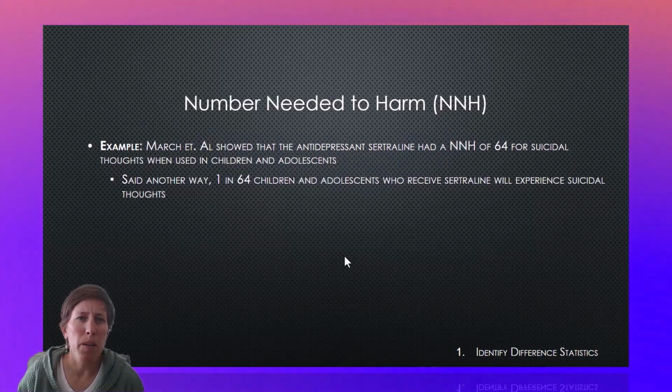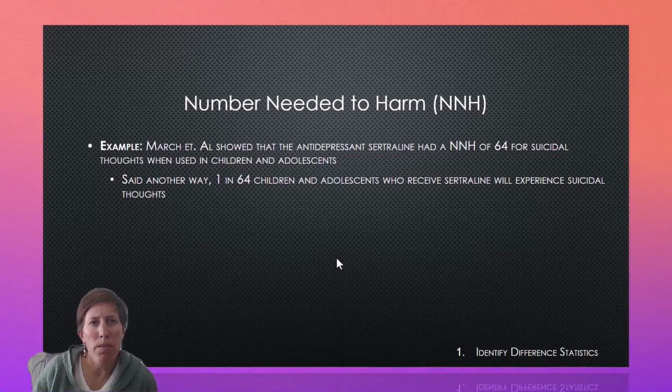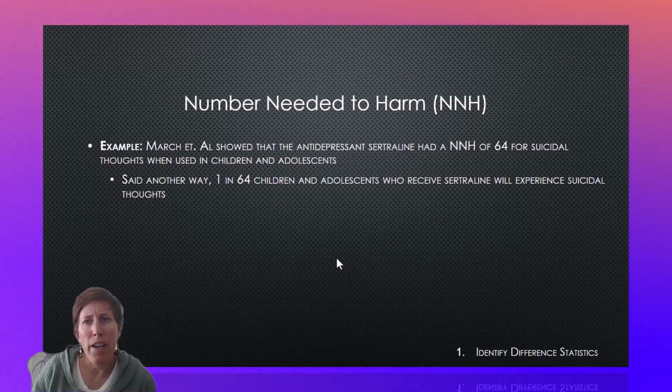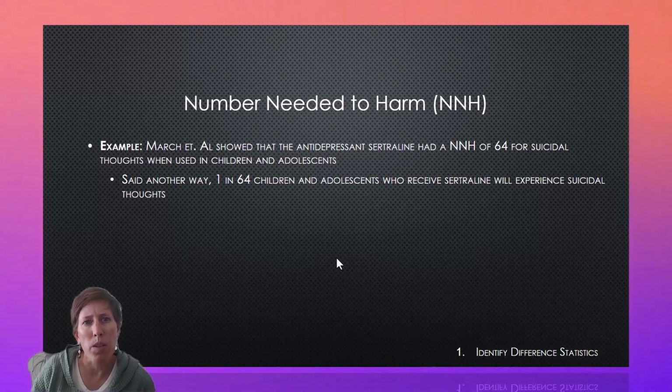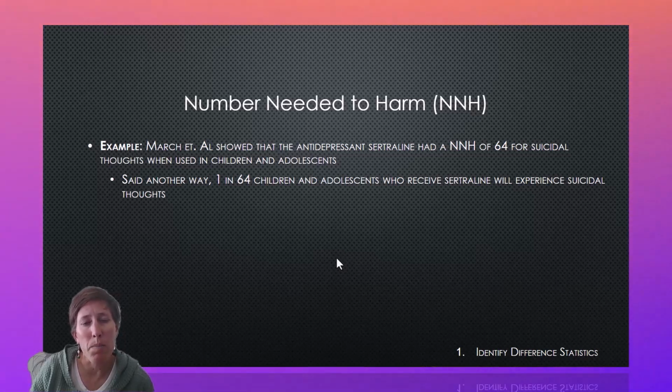So an example here, March et al. showed that the antidepressant sertraline, which is Zoloft, had an NNH of 64 for suicidal thoughts when used in children and adolescents. So, said another way, 1 in 64 children and adolescents who receive sertraline will experience suicidal thoughts.